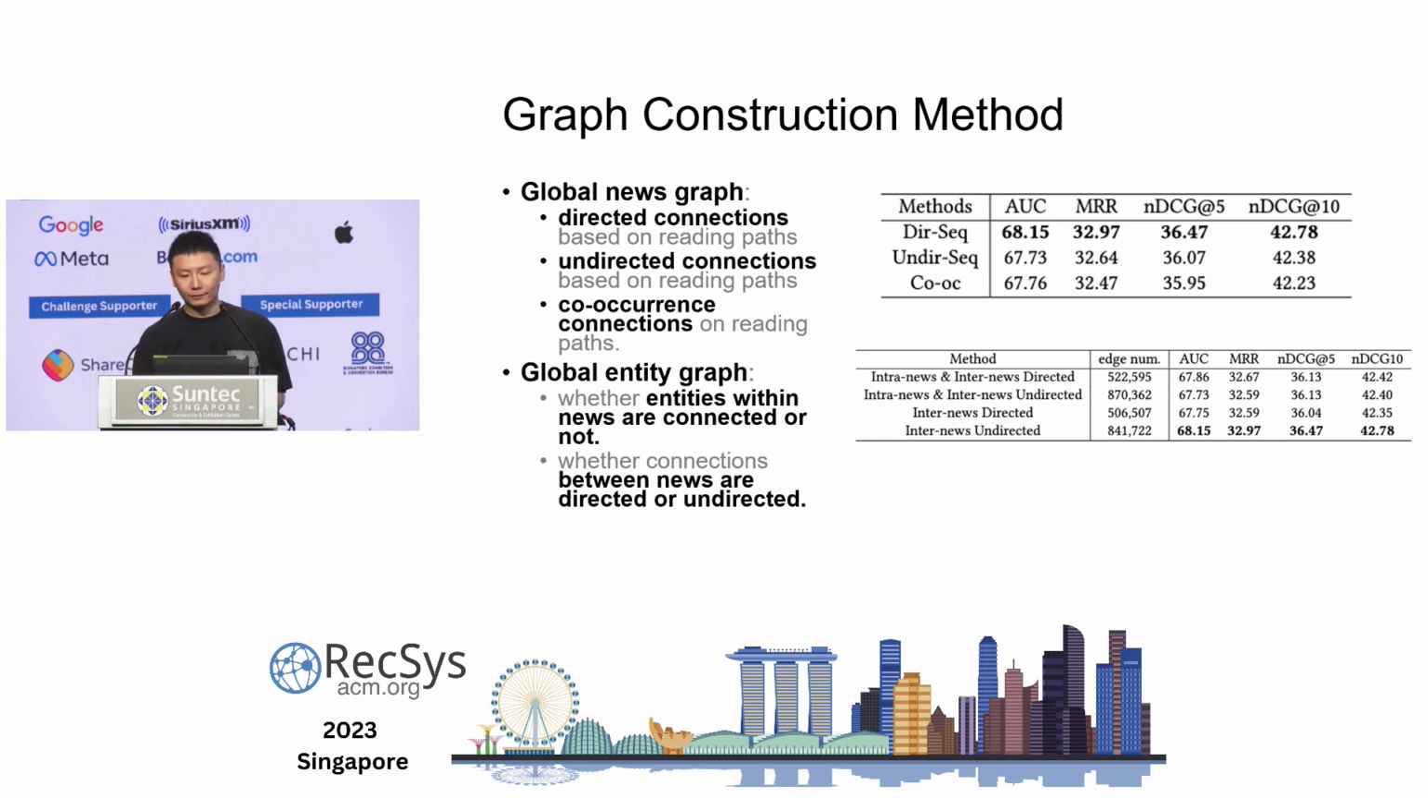And for the global entity graphs, there are 2 decisions leading to 4 experiments: whether entities within news are connected or not, and whether connections between news are directed or undirected. So this is 4 experiments here. The result shows that a global entity graph with no connections within news and undirected connections between news achieves the best performance, likely because it keeps the hidden connection information in the global history while reducing semantic noise.